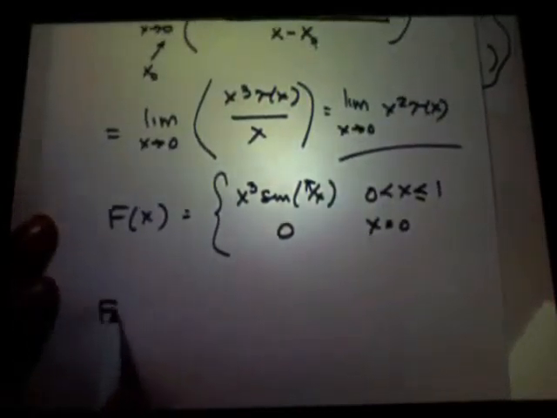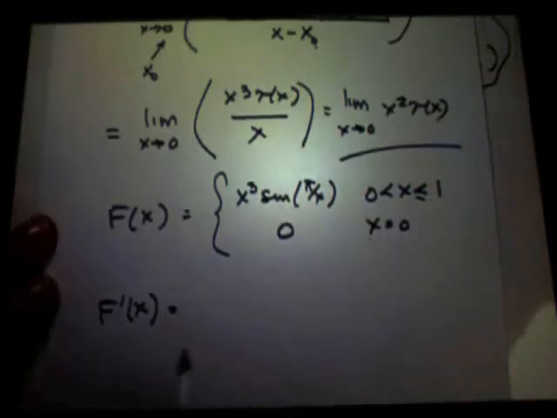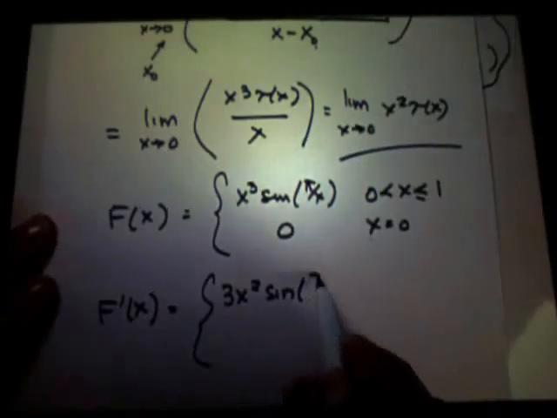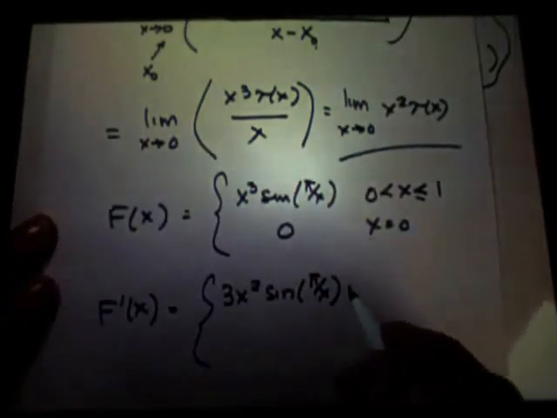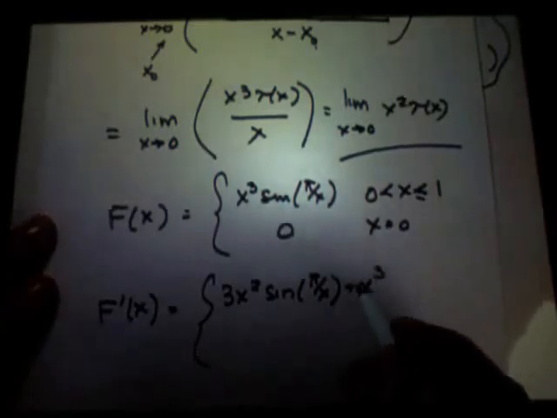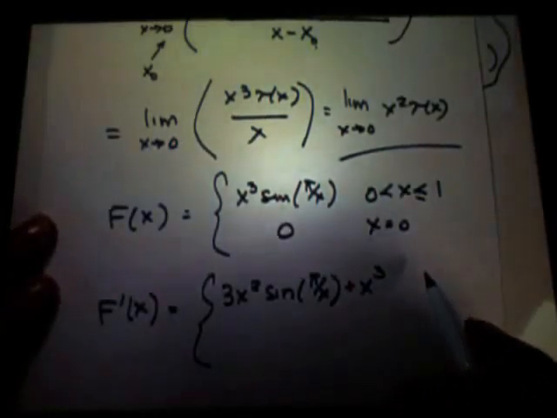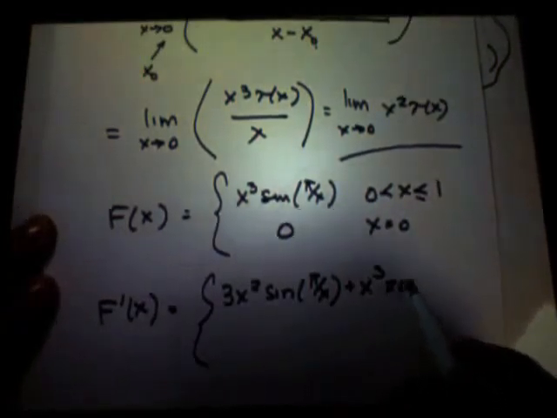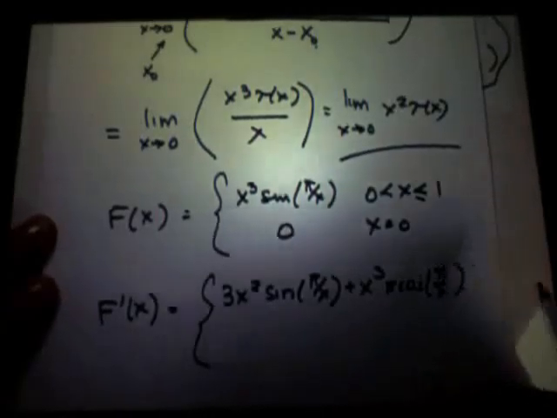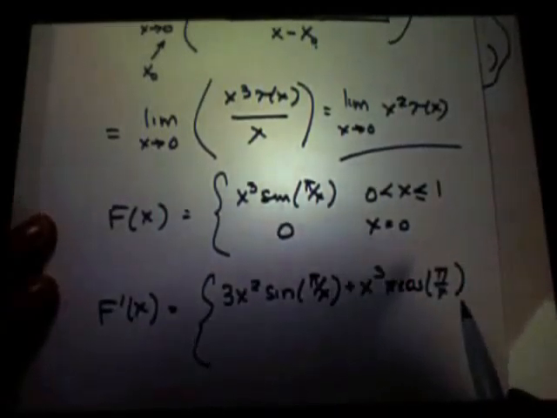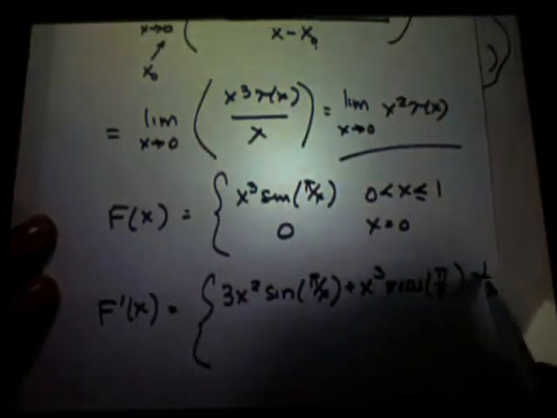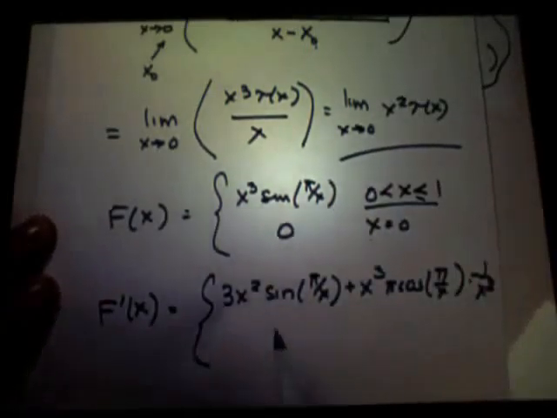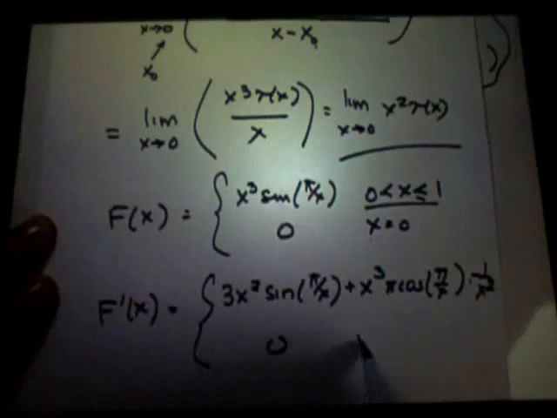So I'm claiming that f prime of x is going to be 3x squared sine pi over x plus x cubed, what the hell is it? Pi cos pi over x times minus 1 over x squared, right? Over x squared. Okay. Chain rule there, and then 0 at x equals 0.